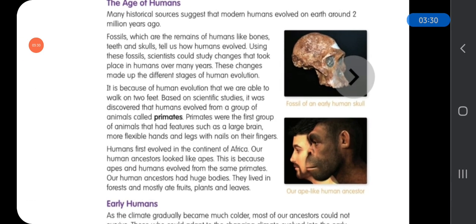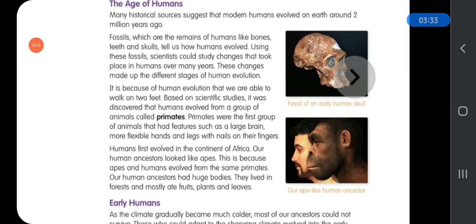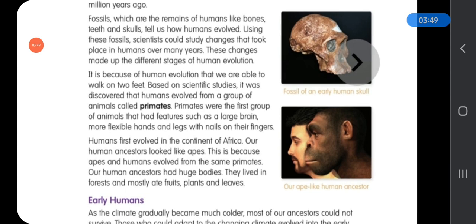Many historical sources suggest that modern humans evolved on Earth around 2 million years ago. About how many million years ago were modern humans evolved on Earth? So the correct answer is 2 million years ago. Fossils, which are the remains of humans like bones, teeth and skulls. So from this line such a question can be asked: remains of humans like bones, teeth and skulls are called? Correct answer is fossils. Try to make questions while reading.